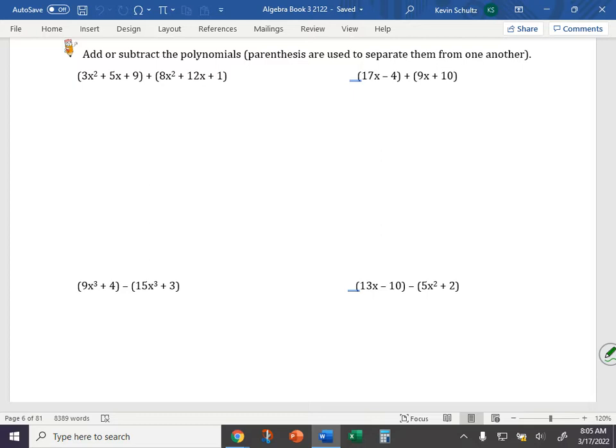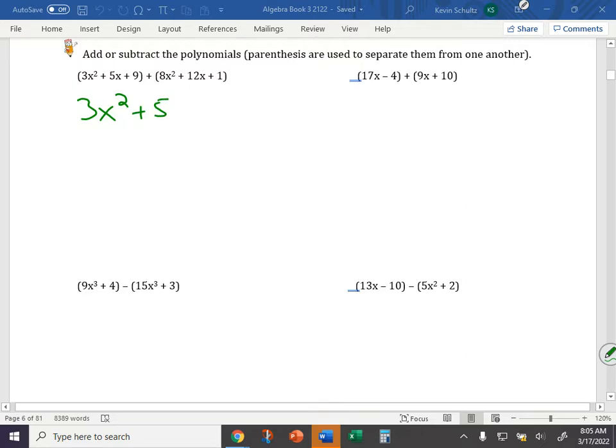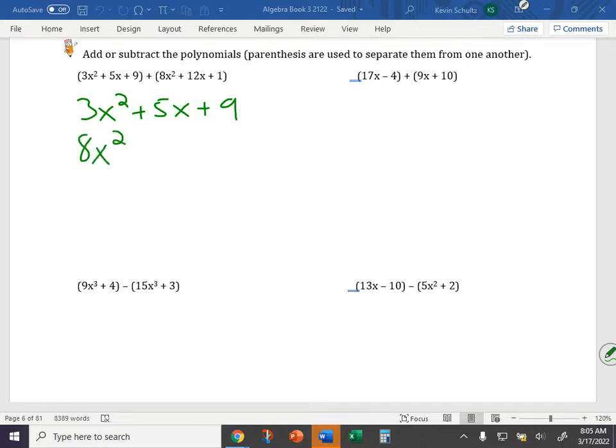So what we want to do is write them each in standard form, which they are. So step 1, done. Okay. And then we want to align like terms vertically. So our 3x squared plus 5x plus 9. And then below the 3x squared, we're going to put the what? 8x squared. Below the 5x, we're going to put the what? 12x. And below the 9, we're going to put the what?